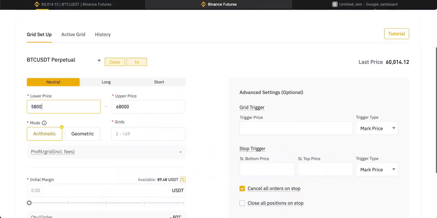You can use the Binance trading bot to completely automate your trading, set it up exactly how you want to trade, and then let it trade for you 24 hours a day using your own strategy.